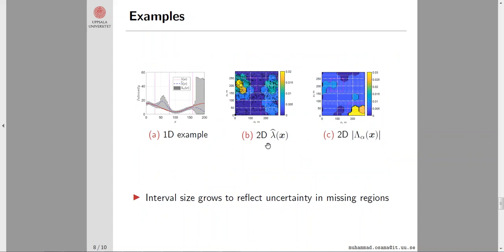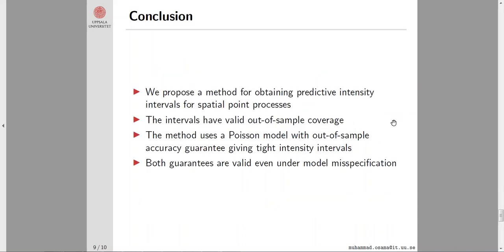Here are some examples in 1 and 2 dimensions where we can see that the interval size also grows in missing regions to reflect the inherent uncertainty. So we basically propose a method for producing valid intervals using a Poisson model class which has an out of sample accuracy guarantee, and both guarantees are valid even under model misspecification.